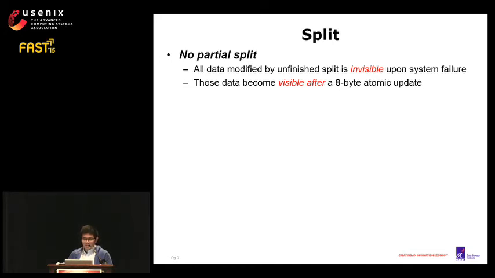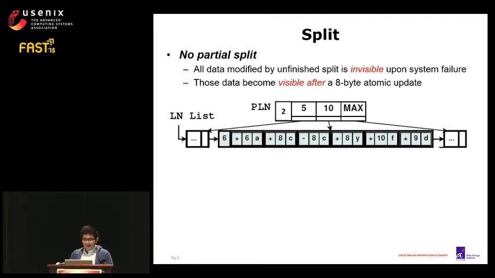In contrast, our NVTree avoids partial split by manipulating the data visibility and utilizing the small atomic write. In NVTree, all data modified by an unfinished split is invisible upon system failure, and only becomes visible after an 8-byte atomic write. So here's an example.